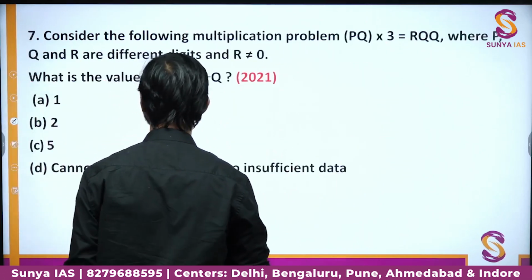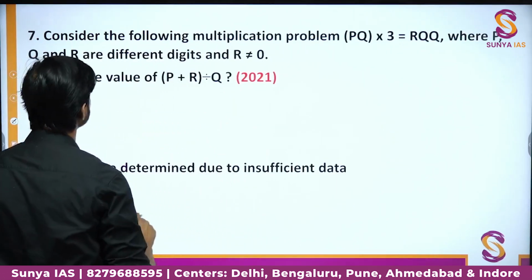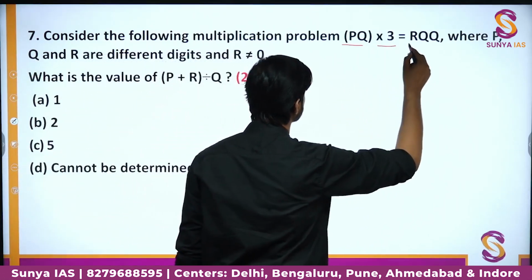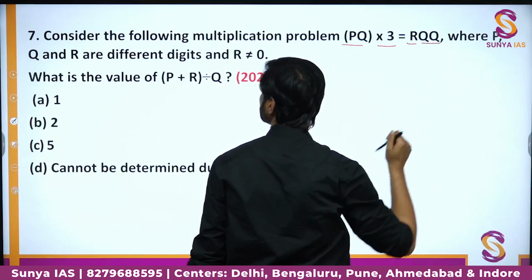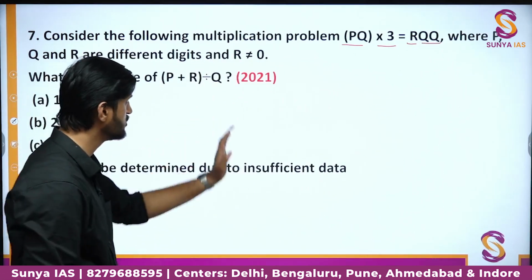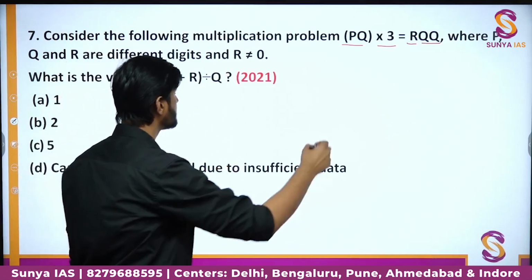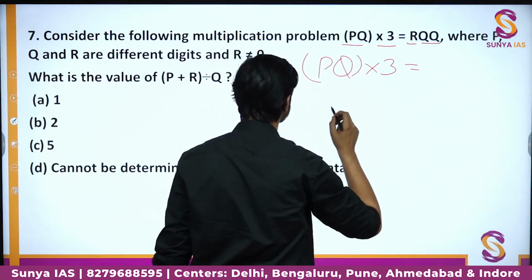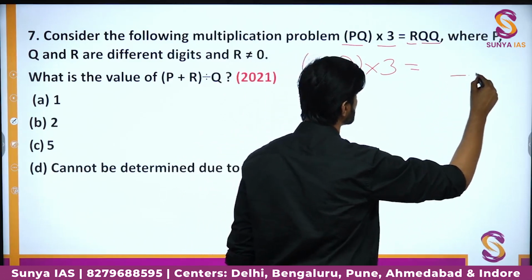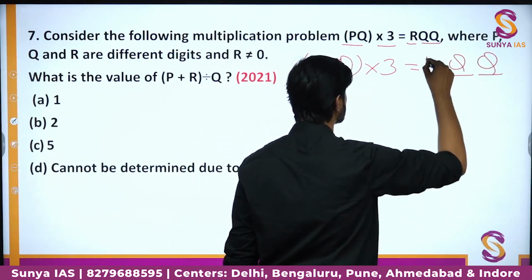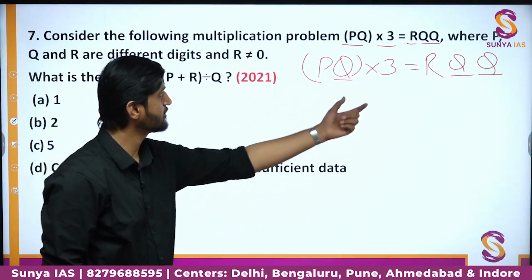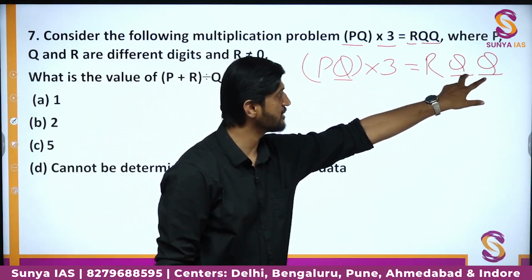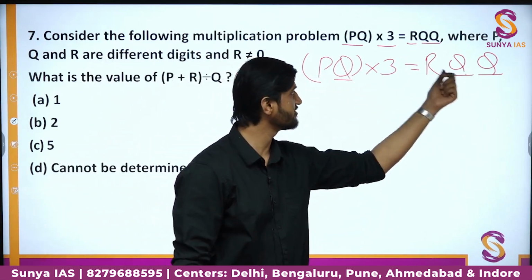So we'll move on to question number 7 now. Here we have, consider the following multiplication problem. We have PQ into 3 is equal to RQQ, where P, Q and R are different digits and R is not equal to 0. Okay, so this is the information that when you multiply PQ with 3, the last digit is going to repeat twice. You have RQQ. So when you multiply this number by 3, whatever the digit here, it will get replicated in the product 2 times. So the last 2 digits will be the same.